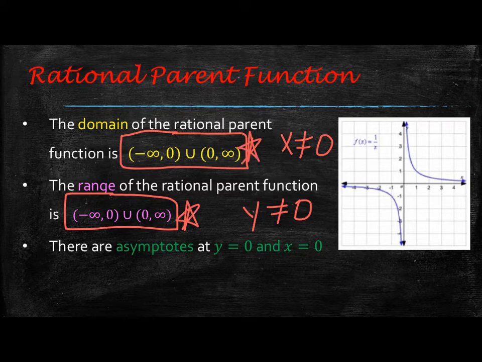There are asymptotes, like I mentioned before, at y equals 0 and x equals 0. So remember, when you write the asymptotes, you have to write it as an equation of a line. If we graph y equals 0, that's going to be the horizontal line here. And if we graph x equals 0, that's going to be the vertical line here. Again, you can't just say 0 because it has to be written as an equation of a line. So it has to look like this.